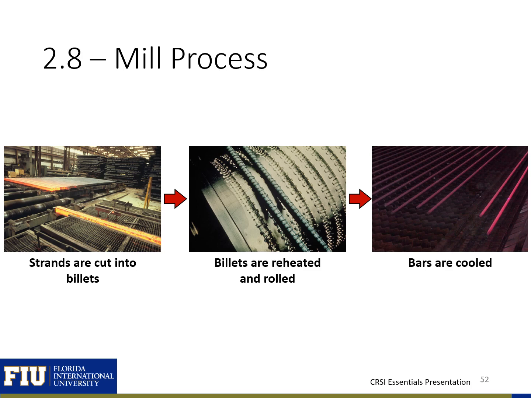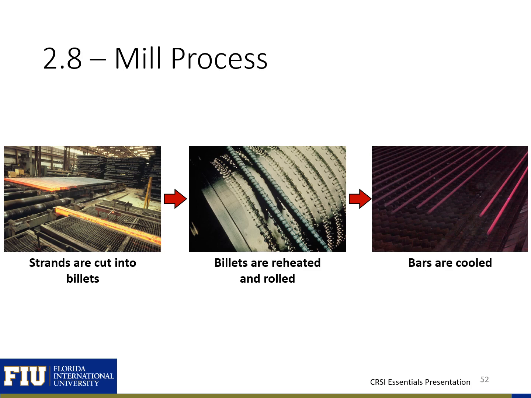These strands are then cut into sections, which are called billets, and then the billets are reheated and rolled. And in most reinforcing bar manufacturing operations, the billets are reheated and transferred to the rolling mill, where the billets are reduced in size until the required dimensions are achieved. Finally, the dimensions and mill markings are rolled onto the surface of the reinforcing bar. The bars are then cooled, so the finished product emerges onto a cooling bed.